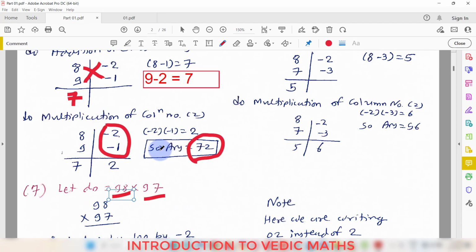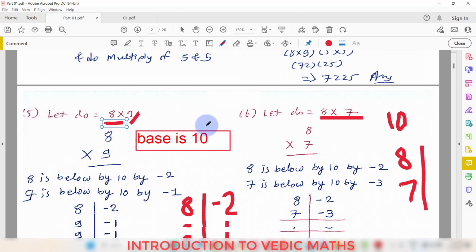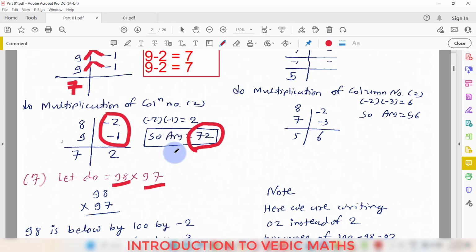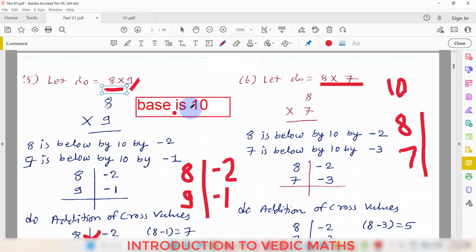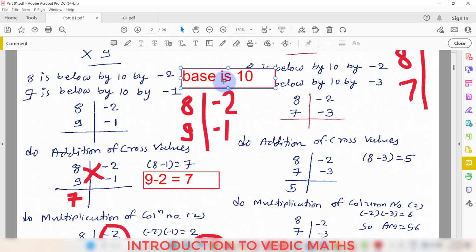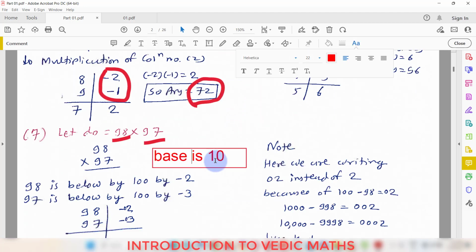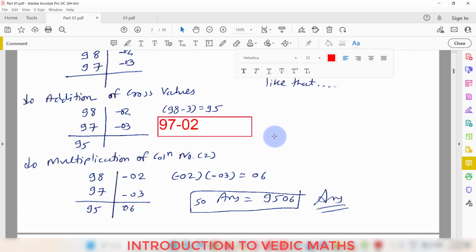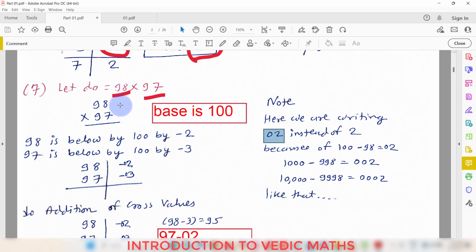Here my number is 2 digit, whereas earlier my number was 1 digit. If your number is 1 digit, you can take the base as 10. Here the number is 2 digit, so I can take the base as 100. Here my base is 100. Here we are writing 02, I will come to this point. So 98 times 97. So simple. 98.